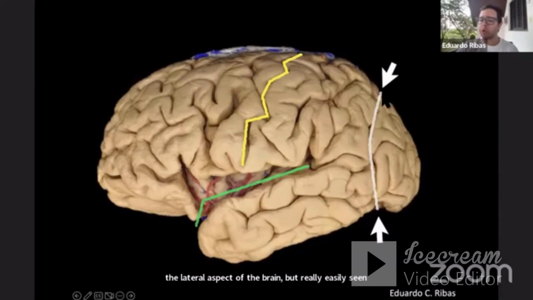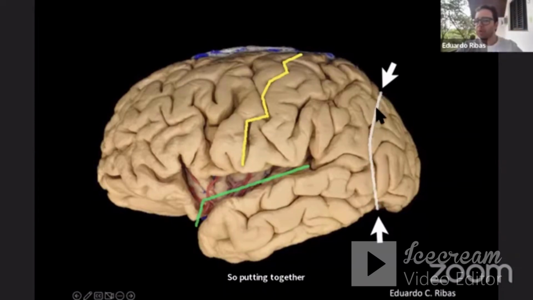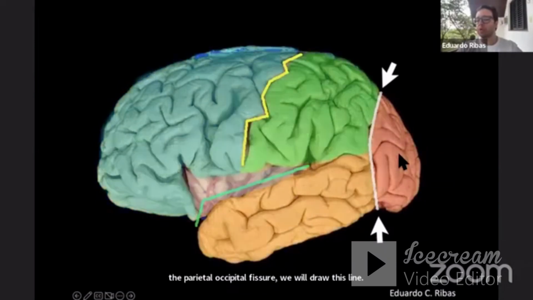So putting together the preoccipital notch and the parieto-occipital fissure, we draw this line. Posterior to this line, we have the occipital lobe. Anterior to this line, we connect the midpoint of this line to the posterior aspect of the Sylvian fissure. We have the parietal lobe superiorly and the temporal lobe inferiorly. So here we have the 5 lobes of the lateral aspect of the brain: the frontal lobe, parietal lobe, occipital lobe, temporal lobe, and insular lobe.